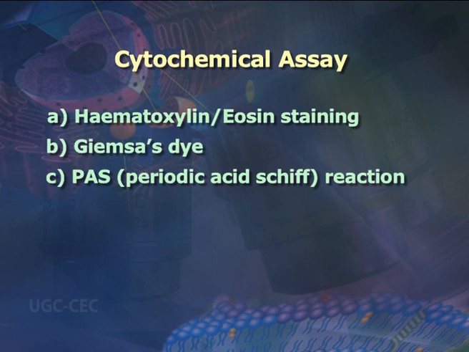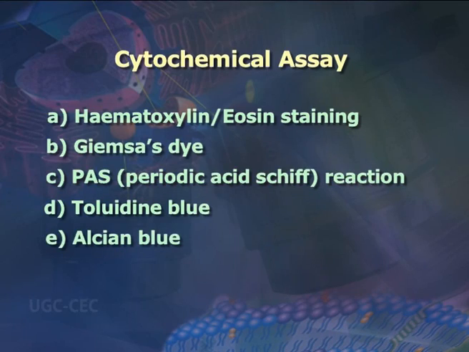PAS reaction, that is periodic acid Schiff: fixed cells are treated with 1% periodic acid for 10 minutes, then rinsed in tap water and stained with Schiff's reagent for 30 minutes at 37 degrees centigrade to reveal sites rich in polysaccharides with red color.